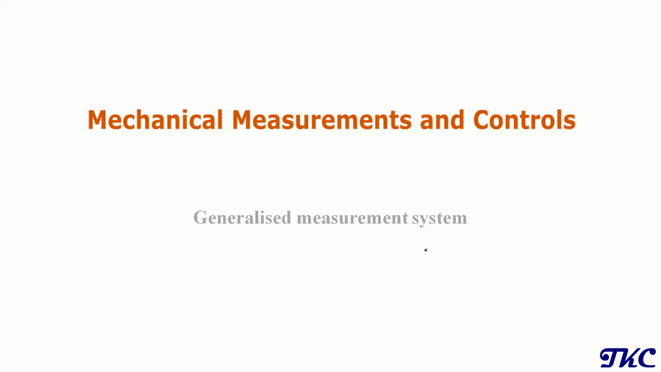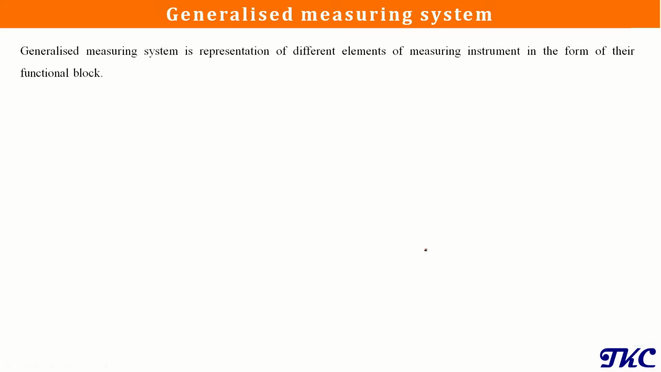In this lecture, we are going to discuss the generalized measurement system. In a generalized measurement system, we normally represent the different elements of a measuring instrument in the form of their functional blocks. For example, we have a thermometer here, and we know that we can use a thermometer for measurement of temperature.